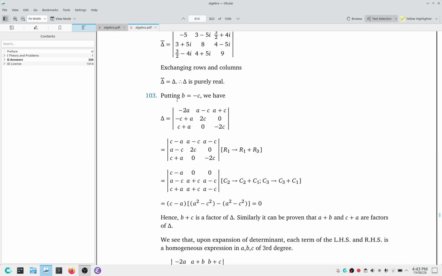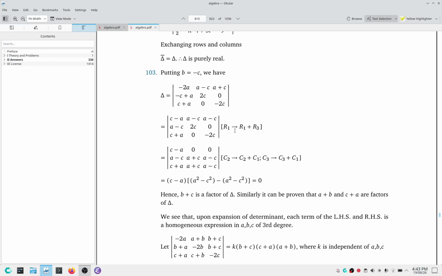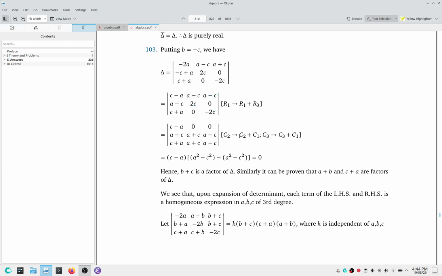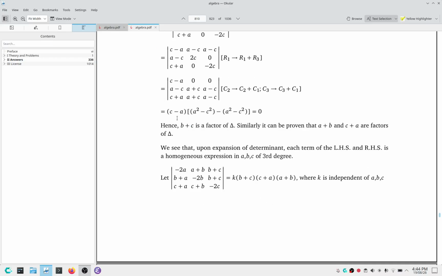So what we do here in this determinant is we put b is equal to minus c. So our determinant is this. Then we do R1 is equal to R1 plus R3. So our determinant is now this. Once we have this, we do C2 is equal to C2 plus C1 and C3 is equal to C3 plus C1. So we get double zeros. And then upon evaluation, we get C minus A times A square minus C square minus A square minus C square is equal to 0.